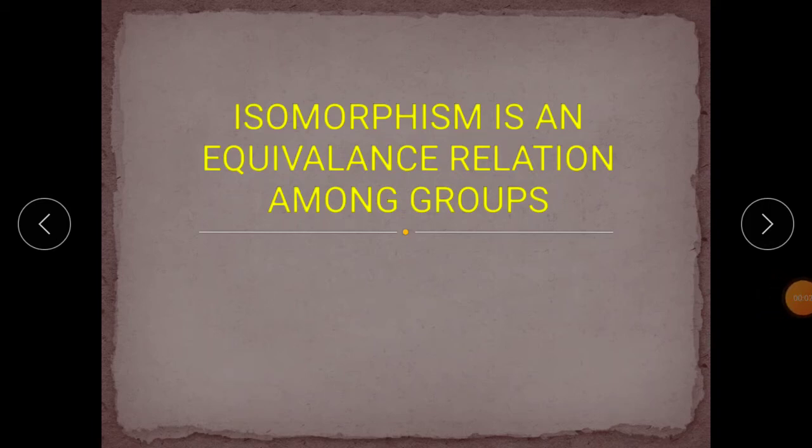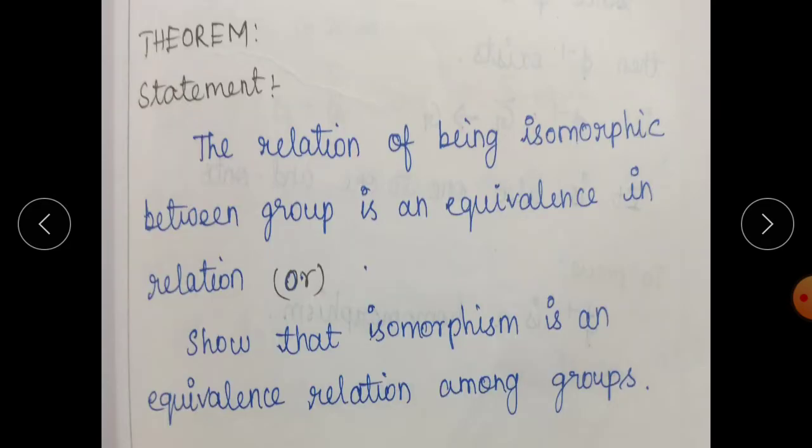Hi everyone. In this class we are going to see the theorem: isomorphism is an equivalence relation among groups. The theorem statement is: the relation of being isomorphic between groups is an equivalence relation. Or the statement can be put like this: show that isomorphism is an equivalence relation among groups. That means we have to identify a mapping from G to G bar that should be isomorphic. We have to show that that is an equivalence relation.